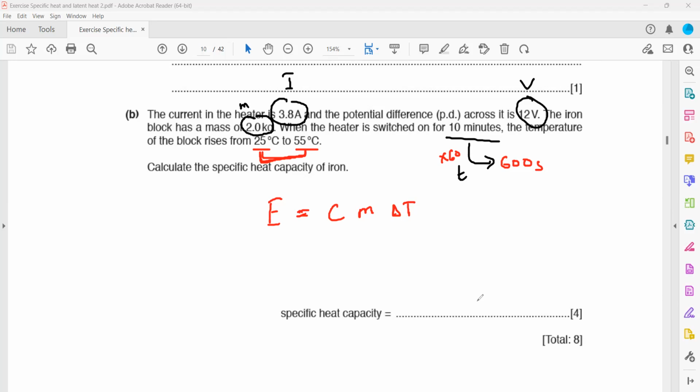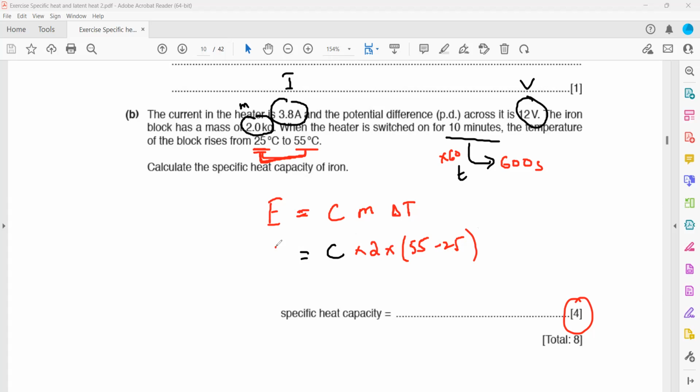Why is it a 4 mark question? Whenever a question is normally 4 marks, it means you have to use 2 formulas to solve it. That's just an idea from the mark. First is E equals c m delta T. We have to find the specific heat, and we have the mass, which is 2. The temperature change is from 25 to 55, so the difference is 55 minus 25, which equals 30.